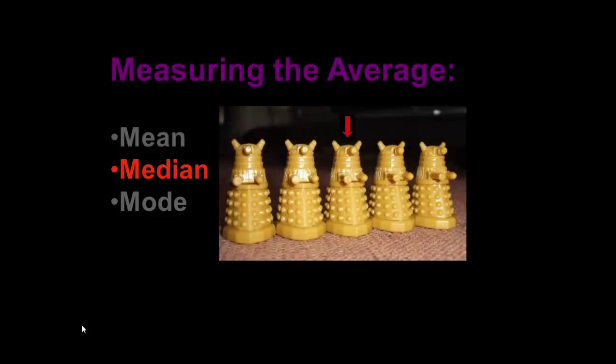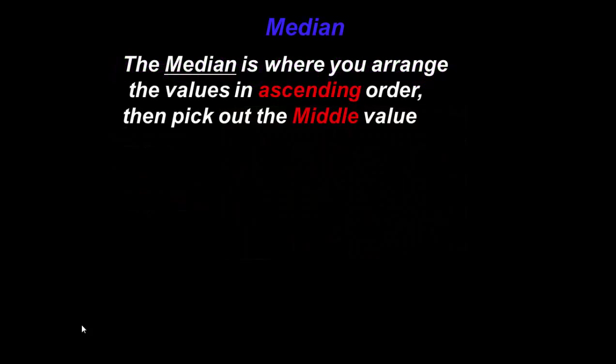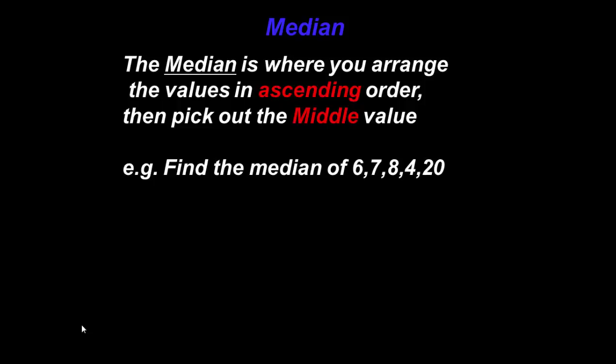Okay, the next one on the list is the median. Now the median, as our furry friends here are demonstrating, is simply the middle value. In actual fact, it's the middle value once you've arranged those values in ascending order. Then you pick out the middle value. So using an example, if I'm asked to find the median of the same 5 values we had before, well, let's first put them into ascending order. And now we can instantly pick out the middle value, which in this case is 7. The median is 7.